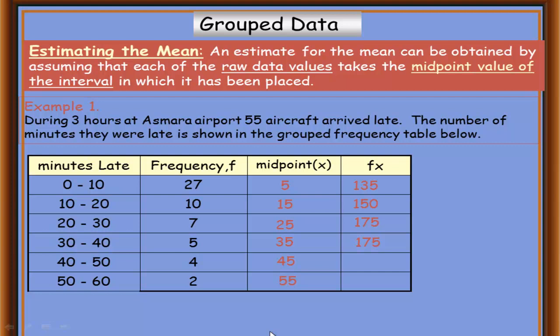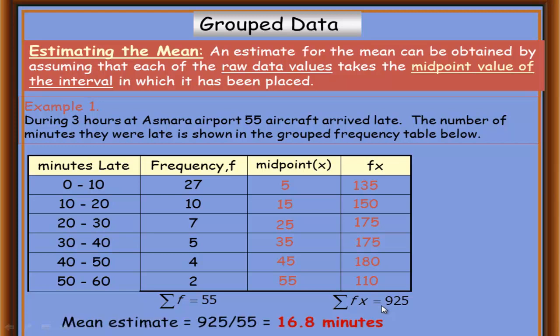The next is 4 times 45 is 180. The next is 2 times 55 is 110. This column is the total frequency for each group. Summation of each frequency is 55. Summation of the total frequency is 925.